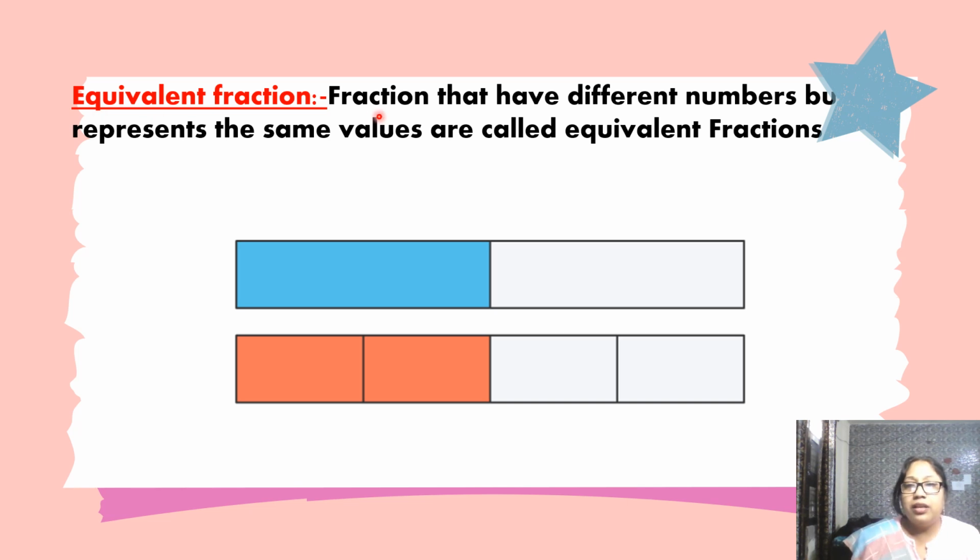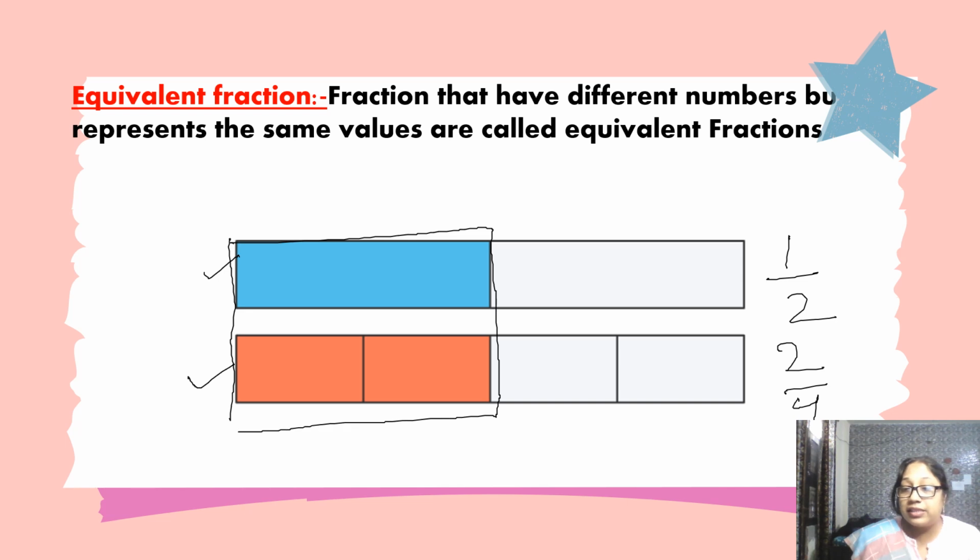Equivalent fractions: fractions that have different numbers but represent the same value are equivalent fractions. आपको यहाँ 2 बार दिख रहे होंगे. The first bar is showing the fraction 1 upon 2. The second bar is showing the fraction 2 out of 4. But they are covering the same portion. That means they are the same. The values of the fractions are the same. So these are called equivalent fractions.